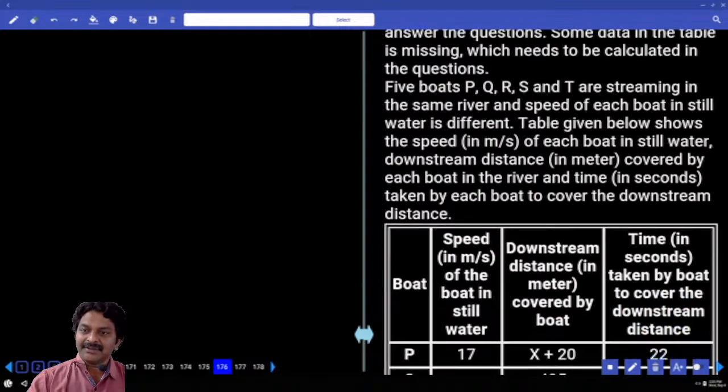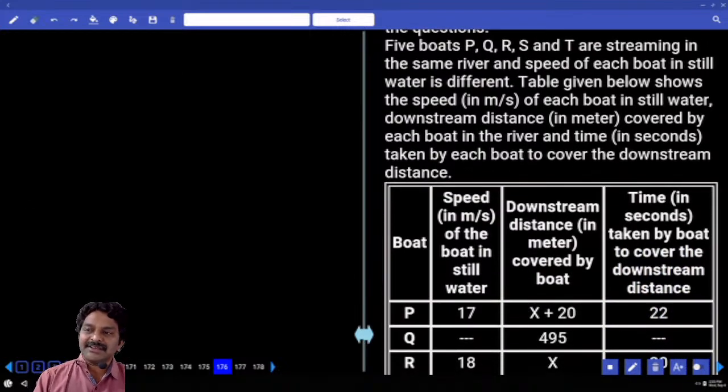176 onwards. 4 boats P, Q, R, S, T are streaming in the same river, and the speed of each boat in still water is different. Speed of the boat in still water, that is M, is different. The table given below shows the speed of each boat in still water. Yes, this is what M is given.